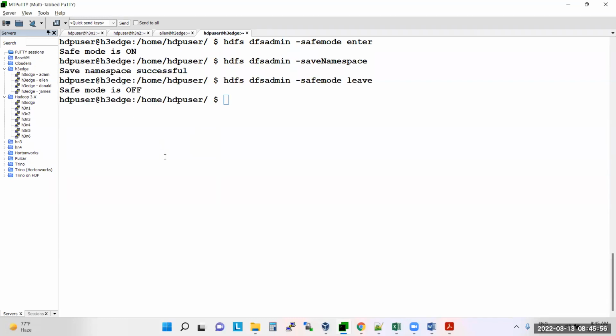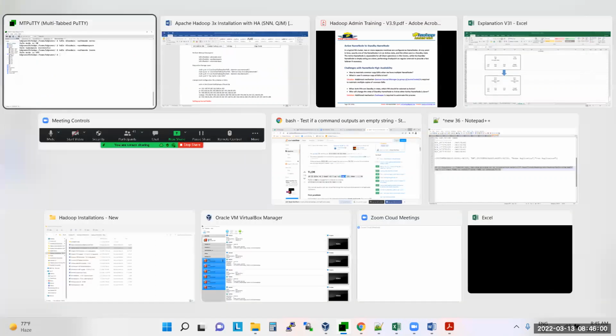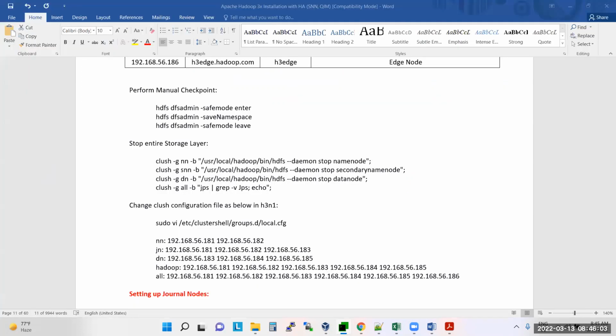Okay. Then stop the performing checkpoint. Okay, so you can do it in H3 and 1. Wherever I use cluster, it should use in the first machine only, name node machine only.